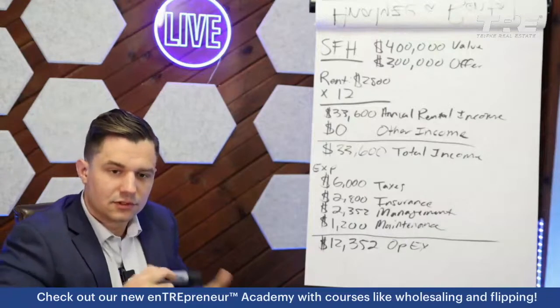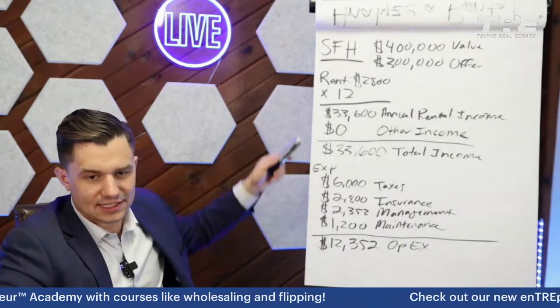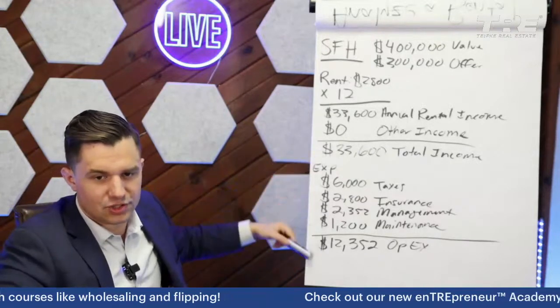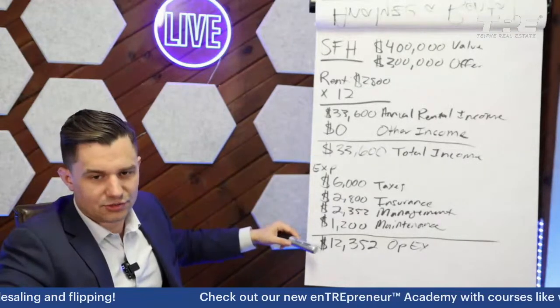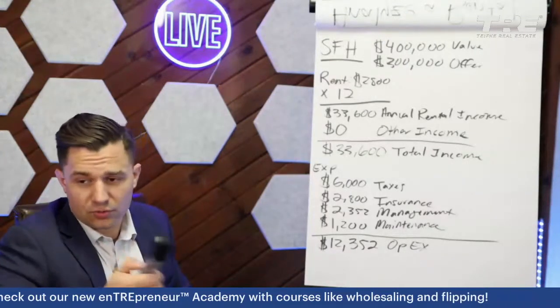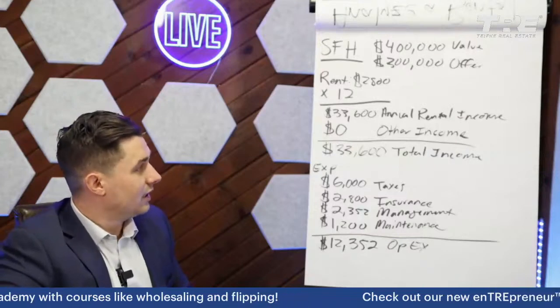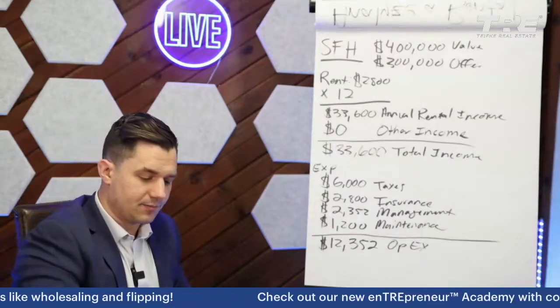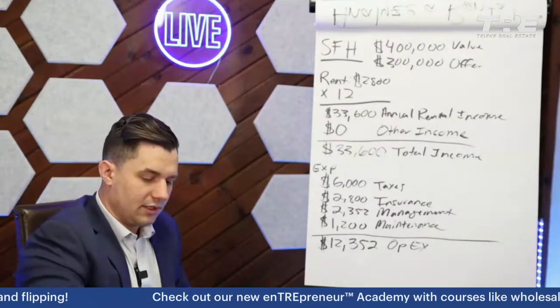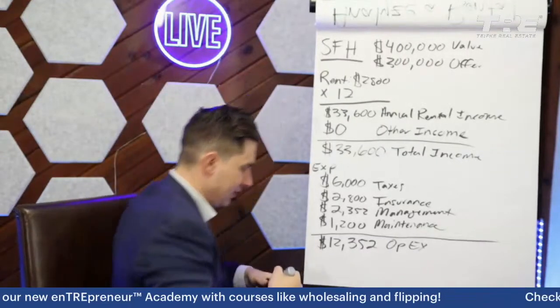Now, what do we need to subtract next? Do we get to keep the difference between $33,600 and $12,352? The answer is no, unless you bought it cash. Which, if you did buy it cash, it wouldn't be an amazing deal necessarily, but let's look at it.